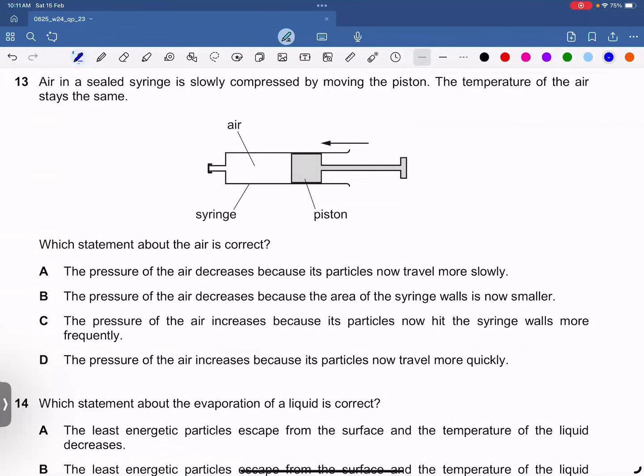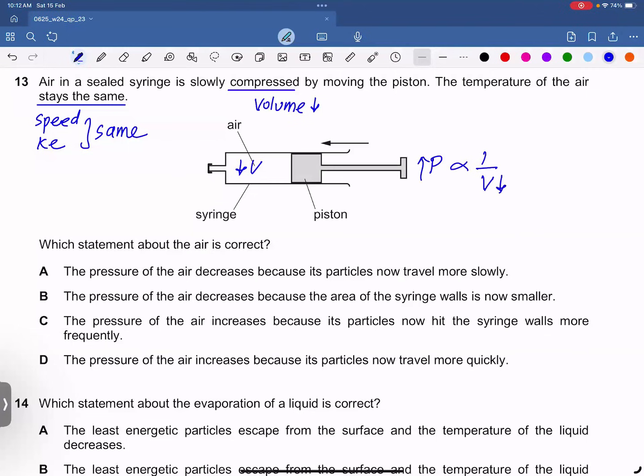Air in a sealed syringe is slowly compressed. When you compress, it means the volume of air is decreasing. The temperature stays the same. So it means their speed or their kinetic energy, they both remain the same. Which statement is correct? Now, my dear students, think: when there is less volume, according to Boyle's law, pressure is inversely proportional to volume. So less volume will cause more pressure.